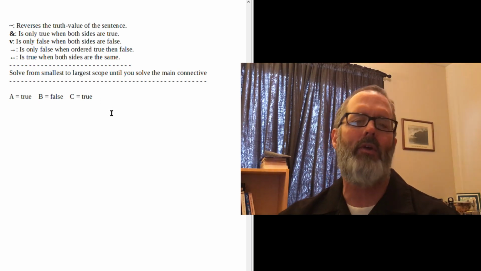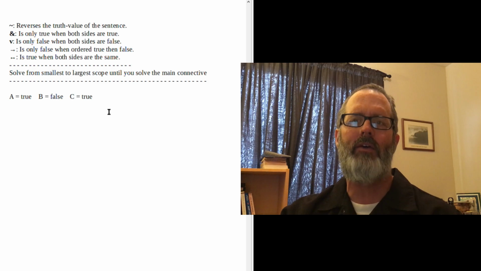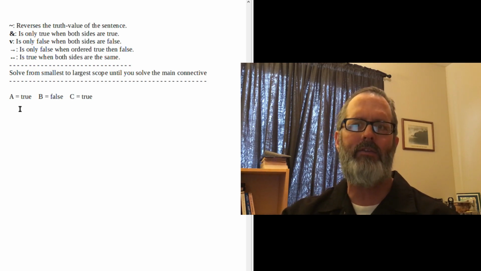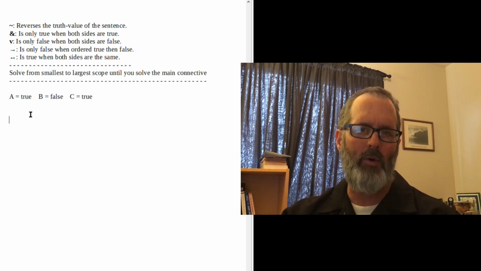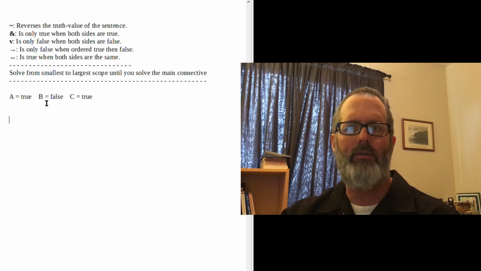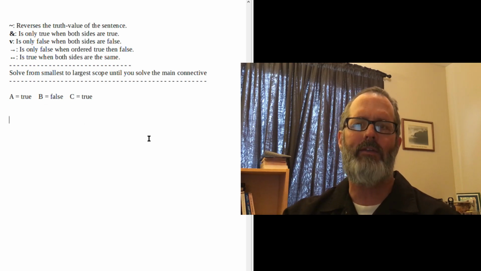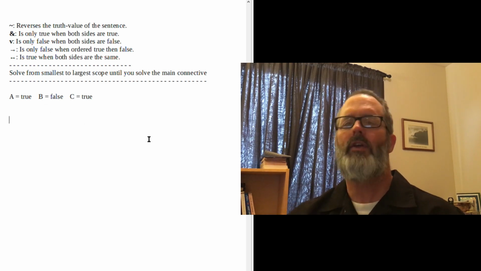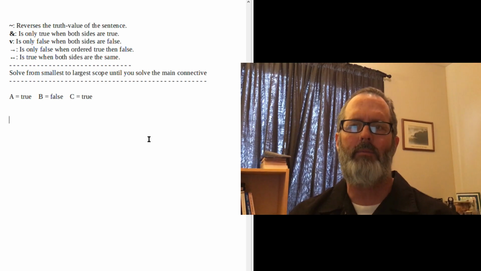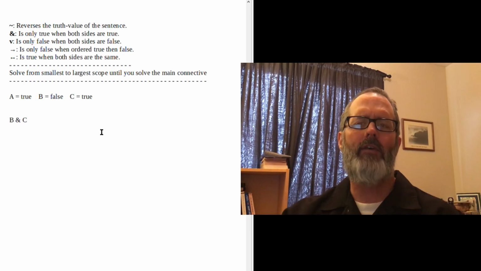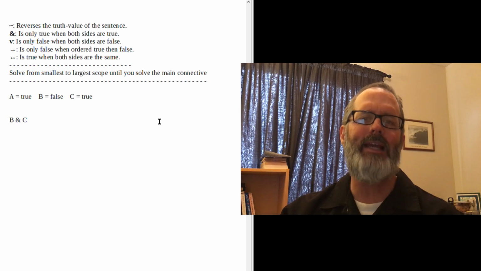These are just me throwing out random values. There's no deeper meaning to this. We're just going to say, for practice, A is true, the sentence B is false, the sentence C is true. All right, so let's look at our first example. Let me bring this up. Good. So our first example is the sentence B and C.